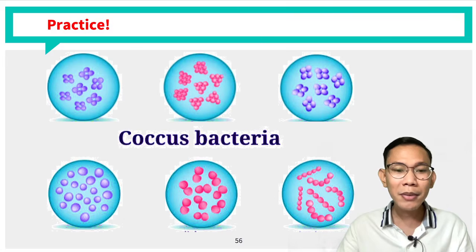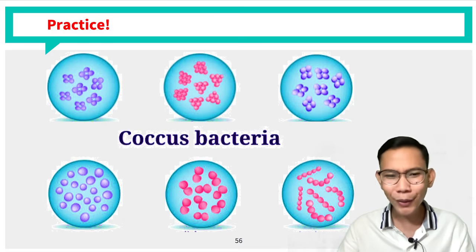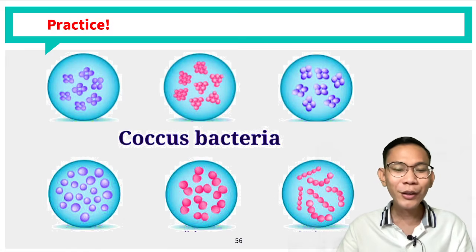Our cells are single, our cocci. First, identify what is the shape. Is this cocci or bacilli? Of course, this is cocci. Now the question is, what is the arrangement? This is a coccus as an individual cell. This one, is this gram-negative or gram-positive? Of course, it is red. This is gram-negative.